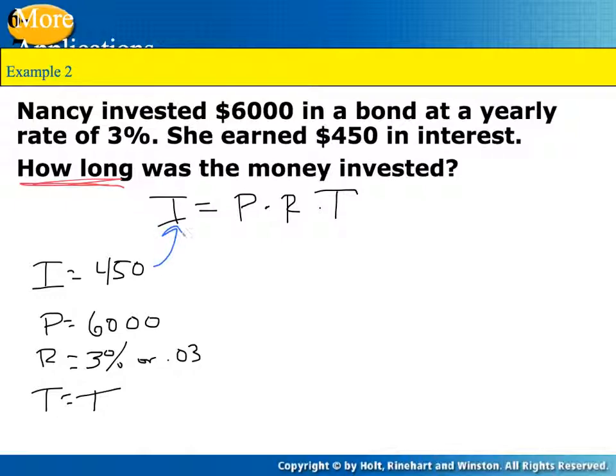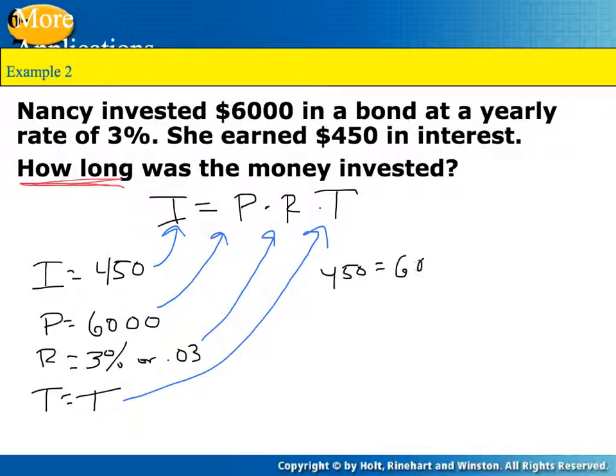Okay, plug in what you know. This goes here, this goes here, this goes here, this goes here. When you plug this into your equation, it should look like 450 is equal to 6,000 times 0.03 times T. Now I start simplifying. I need to simplify before I find my answer. So I simplify on the right side.